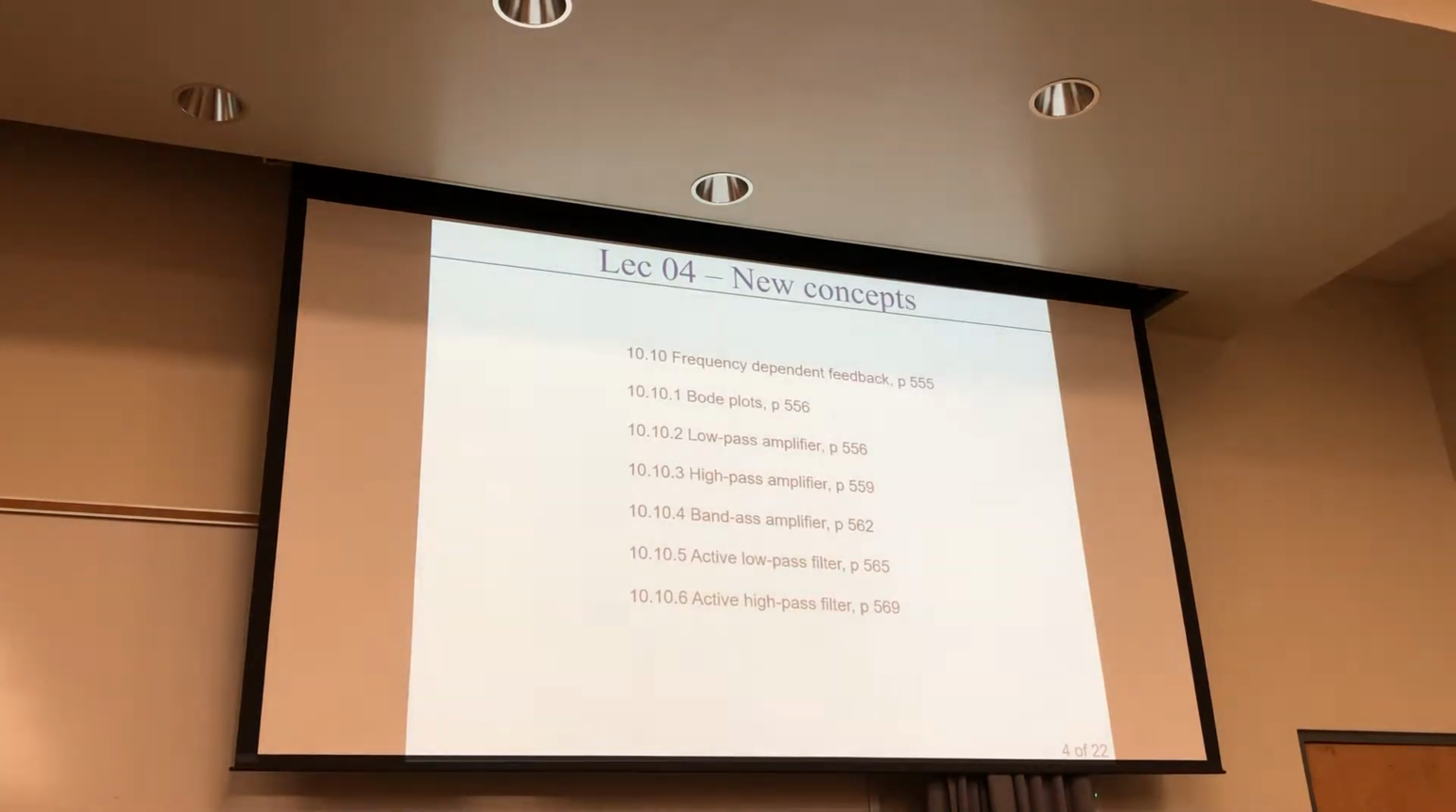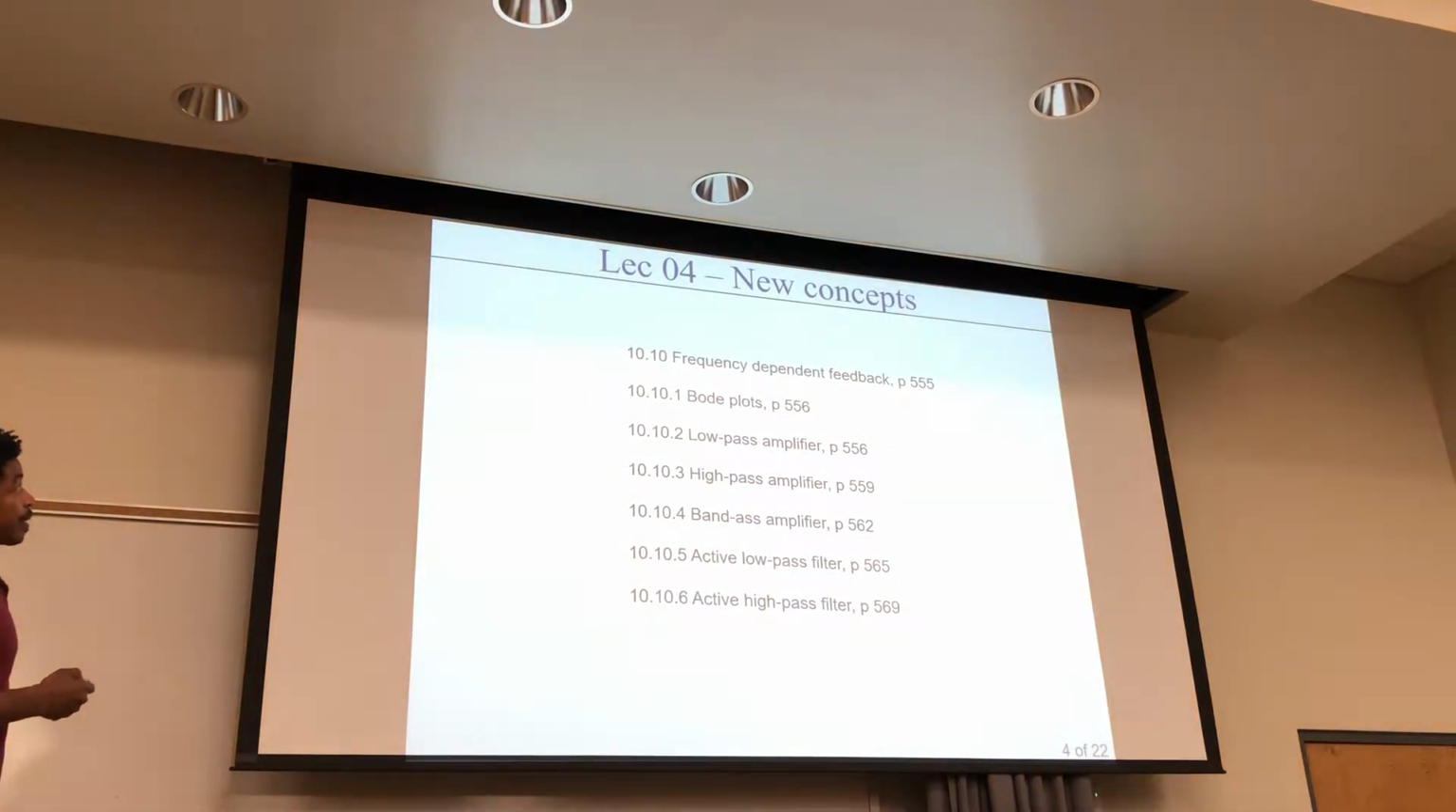So in this lecture, we're going to cover more on frequency-dependent feedback. We're going to look at Bode plots. Also examine the low-pass amplifier, high-pass, band-pass, active low-pass, active high-pass. These right here are going to be passive, and these are going to be active. So these involve op amps, and these just involve resistors and capacitors.